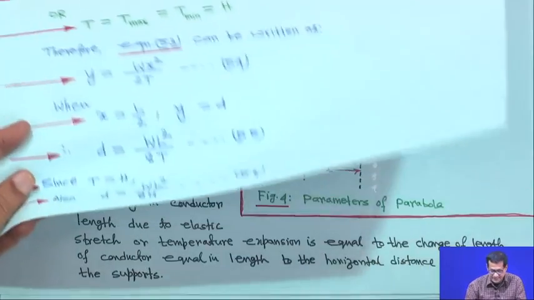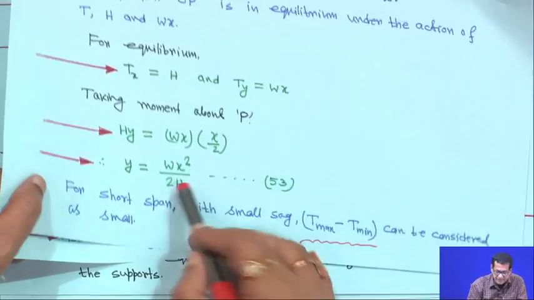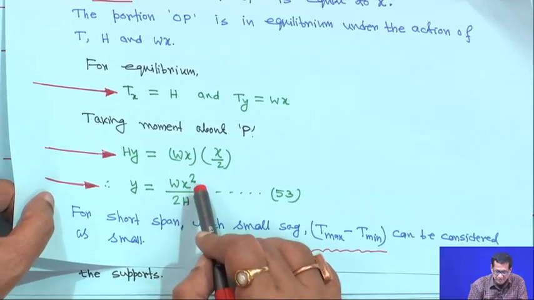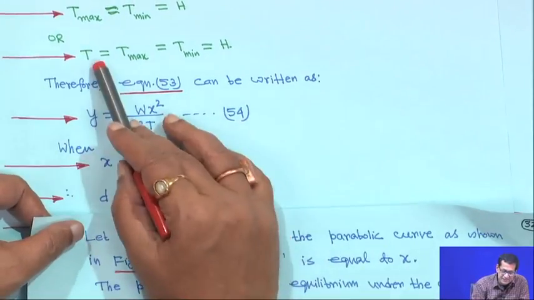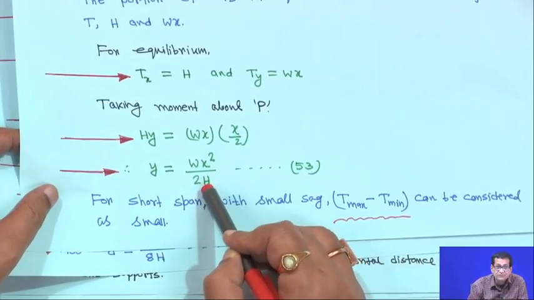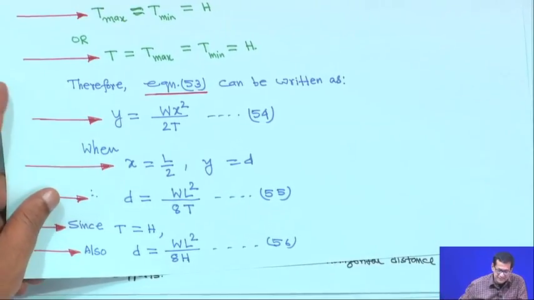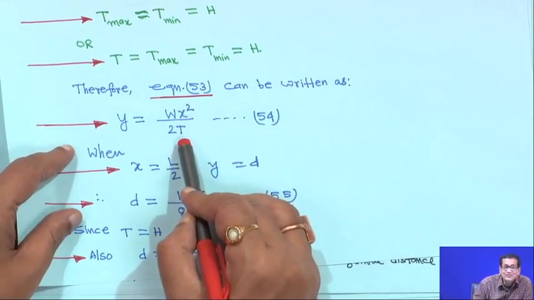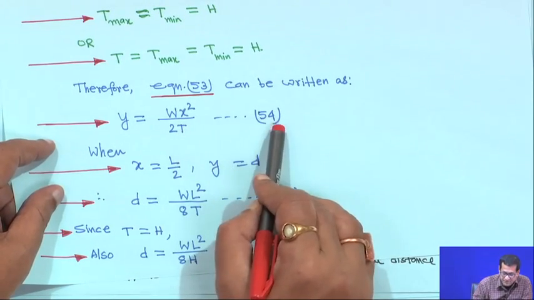Therefore, in equation 53, y is equal to W x square by 2 H, we can write T is equal to H. Therefore, y is equal to W x square upon 2 H. This is equation 53. So, we can write this equation as y is equal to W x square upon 2 T, because H is equal to T. This is equation 54.